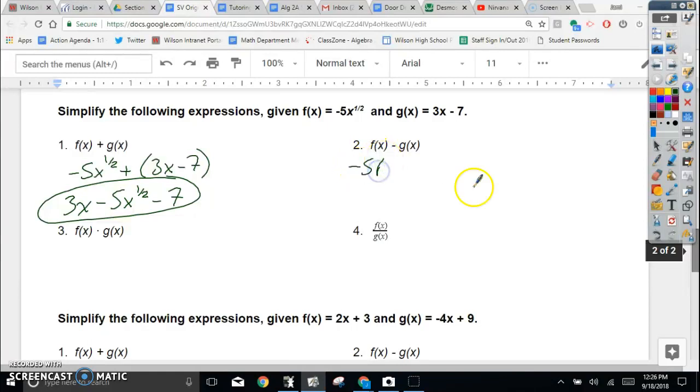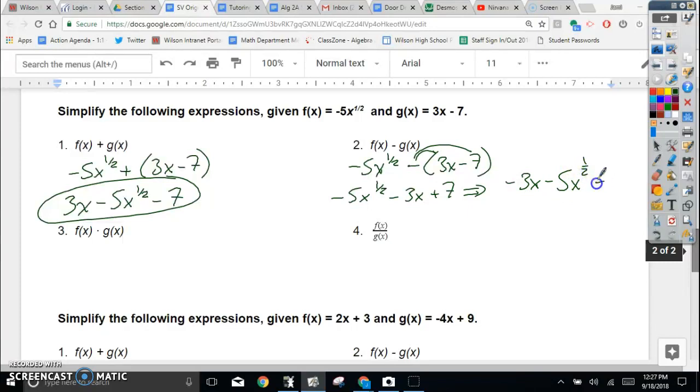All right, this time, excuse me, we're going to do subtraction. So this is negative 5x to the half, minus (3x minus 7). And this is why I like putting binomials in parentheses. And you could even do it with, you know, a monomial here. It's not a bad idea because look, this minus has to go into both of these. So this is negative 5x to the half minus 3x plus 7. Now if I put that in standard form, it'd be negative 3x minus 5x to the half plus 7. And that's it.